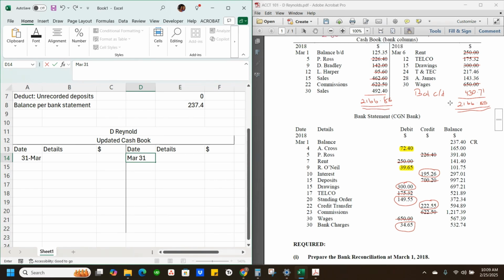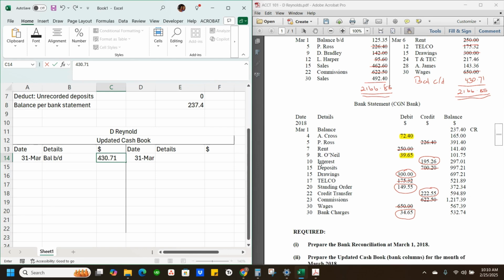We'll first start off with that balance carried down figure. If the balance carried down is on the credit side, then we have to enter the amount on the debit side as the balance brought down. So they would be on our debit side in our updated cash book as balance brought down and not carried down. So that amount was, as you can see over here, 430.71. So we have the balance brought down. Now we can go ahead and look at the details on the bank statement and update accordingly.